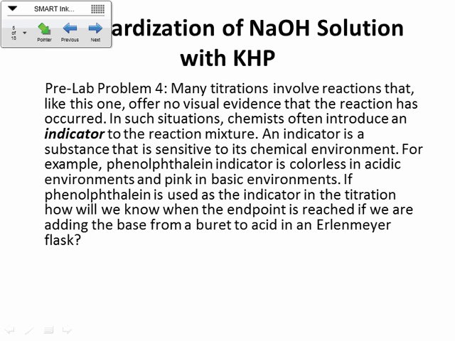Many titrations involve reactions that, like this one, offer no visual evidence. Okay, so in those cases, that's why we would use an indicator. So that's the phenolphthalein that I used back there today. Okay, it's sensitive to its chemical environment. And phenolphthalein is the one that we're going to use for this lab because it's just a very common one that gets used for acid-base titrations.